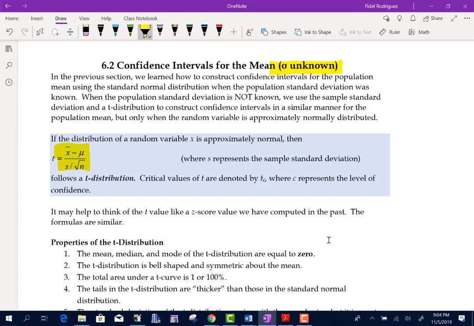It says, if the distribution of the random variable x is approximately normal, then t, which is equal to x bar minus mu divided by s divided by the square root of n, where s represents the sample standard deviation, okay, follows something we call a t distribution. So critical values of t are denoted by tc, where c represents the level of confidence, okay? I want you to think about, we're doing the same thing that we did before, except instead of using the z table, guys, we're going to use something called a t table. So instead of finding a z-score, we're going to find a t-score, okay?